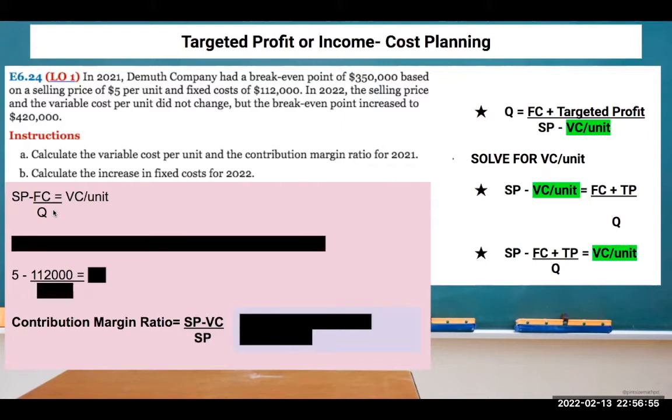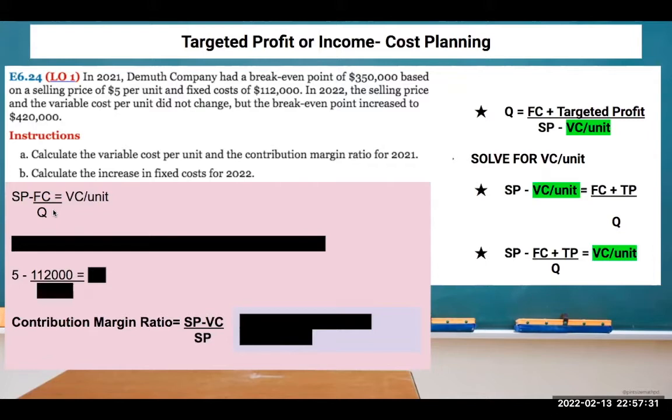So here's an example of how we can use the break-even formula to find a different variable. In this case, part A is asking us to calculate the variable cost per unit and the contribution margin ratio for 2021. So selling price minus fixed cost divided by quantity is equal to our variable cost per unit, okay?